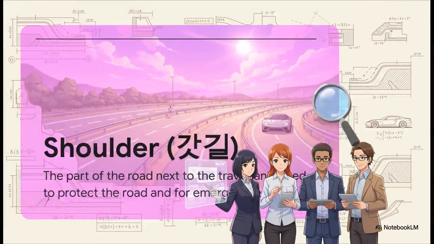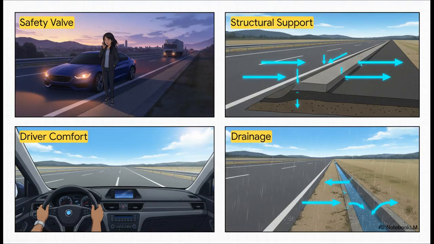All right, so we've got our lanes. What's next on our road slice? We add the shoulder, or gatgil. Now, it's really easy to just think of this as a spot for breakdowns, right? But its job is way more important than you'd think. The KDS actually spells out 4 key functions for the shoulder. Yeah, okay, number 1, it's a safety valve for emergencies.